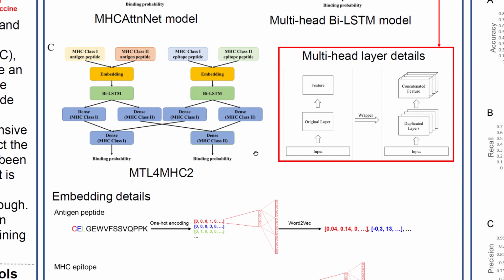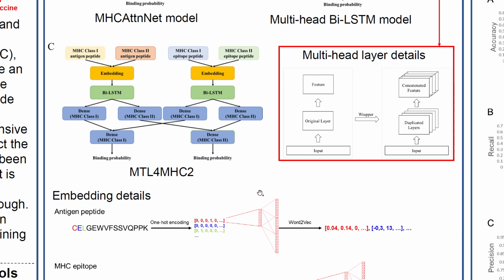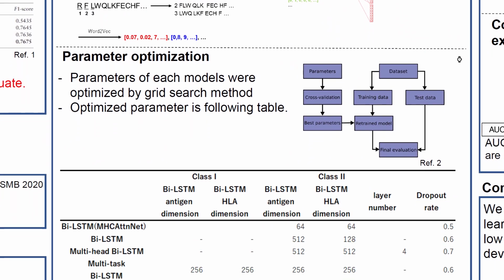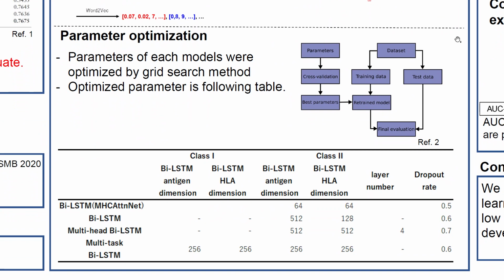All models were trained by using the IEDB dataset. IEDB is an MHC binding affinity database and has been used well in this field. This dataset was used for MHC@net research. Hyperparameters were tuned by grid search method like this. Optimal parameters are as shown in the table.